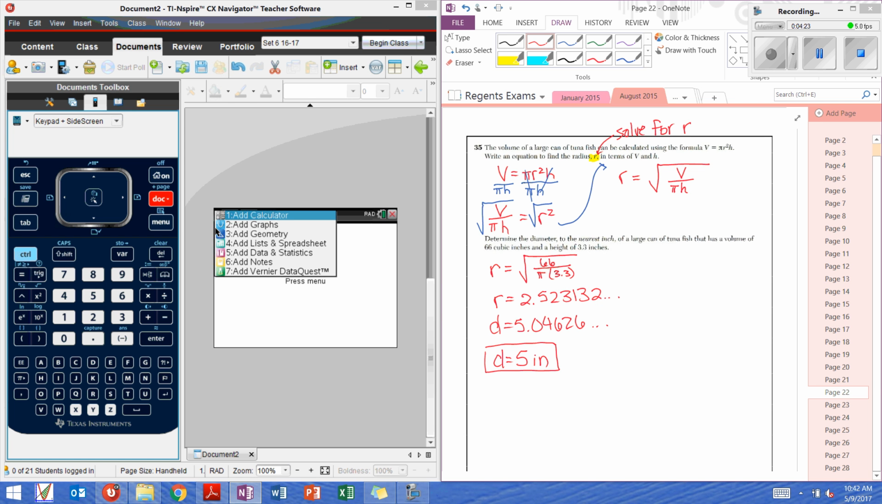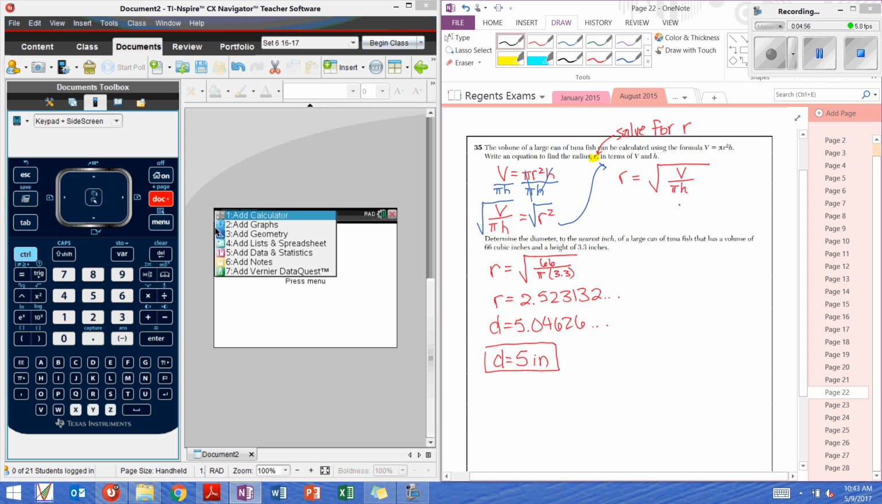So the first thing that I did, and I did all of my inverse operations in blue, was divide both sides by pi h, because r squared is being multiplied by pi and h. To cancel out multiplication, I divide both sides by pi h. Since I can't really show the exact value of v divided by pi h, I just leave it as a fraction. I need to get r alone, and it's currently being squared, so that's why I took the square root of both sides. And here's my final answer over here. R is equal to the square root of this whole fraction v divided by pi h.